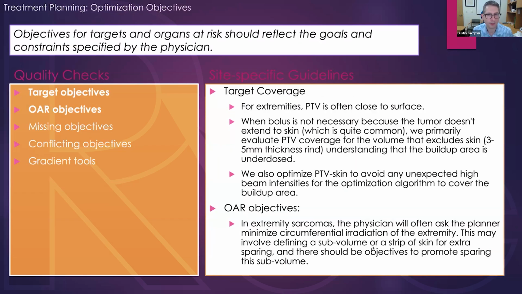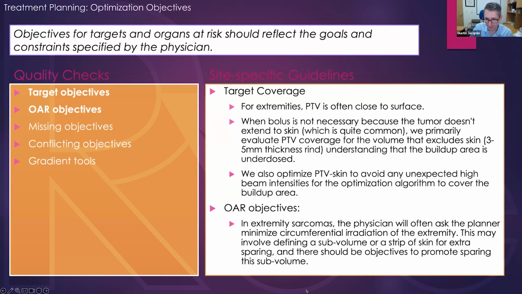All right, let's talk about some optimization strategies. Like spine SBRT, it is often the case in extremity sarcoma that we're going to be deliberately undercovering to protect organs at risk in the extremities.